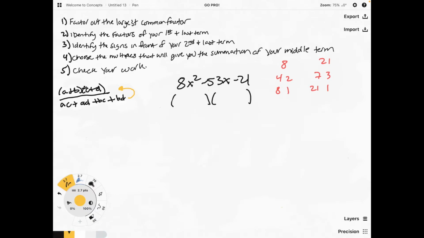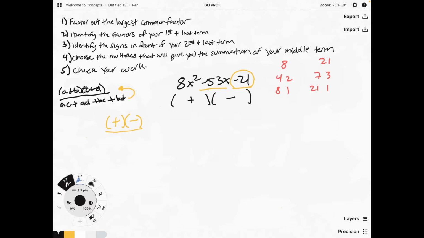We see that our second term is a negative 53 and our last term is a negative 21. Now the last term, negative 21, tells us that our signs or our operations in our quantity are going to be a positive and a negative. And we know that because a negative multiplied by a positive will yield a negative. So that's why knowing the sign of your last term will help you identify the operations in the quantities. So we know that a plus is going to be there and we know that a minus is going to be there. Now we don't know if this is the correct order, but we do know that it's going to be a plus and a minus.